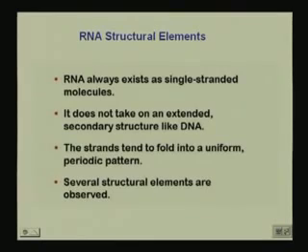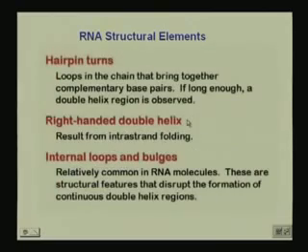But the basic differences here are that we do not have an extended linear double helical structure like DNA has. It usually is single stranded and it folds, and while it folds, it forms different types of structural elements. What are these? These are hairpin turns. Hairpin turns are loops in the chain that bring together complementary base pairs.